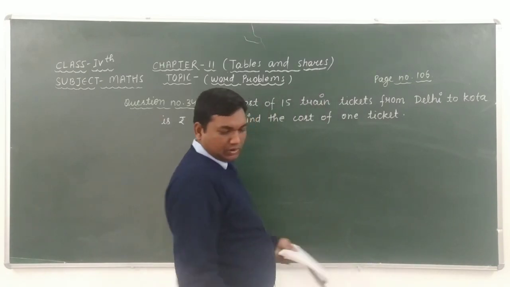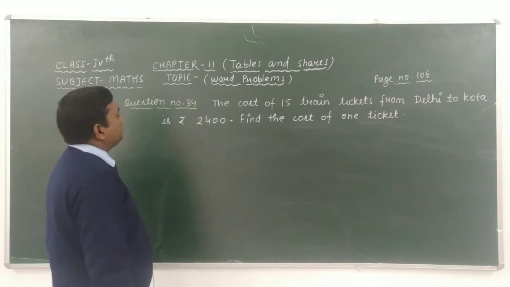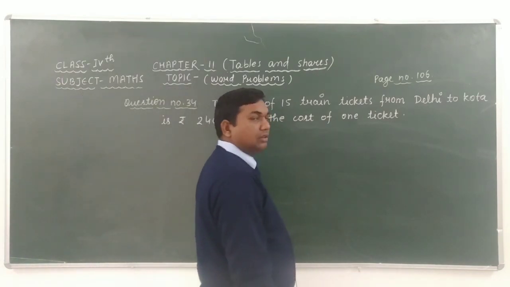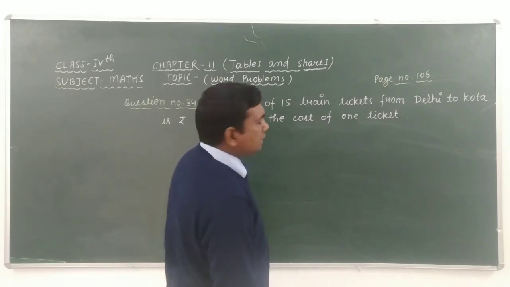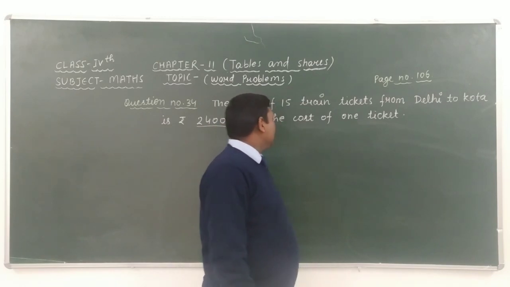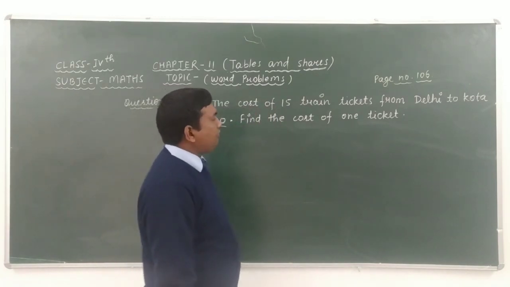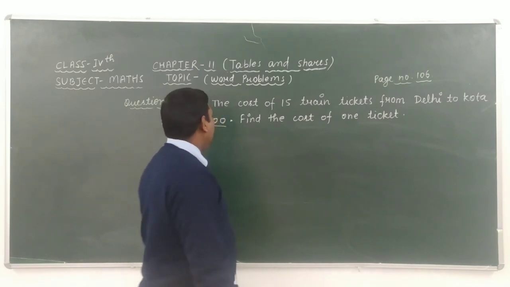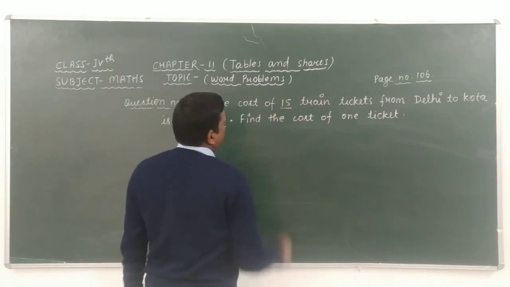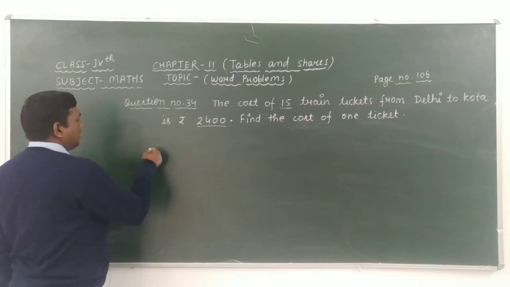Okay students, in this question you are given that the total cost of 15 train tickets from Delhi to Kota is rupees 2400. Then in this question we find the cost of one ticket by taking the division of 2400 by 15. Okay students, now let's start the solution of question number 34.